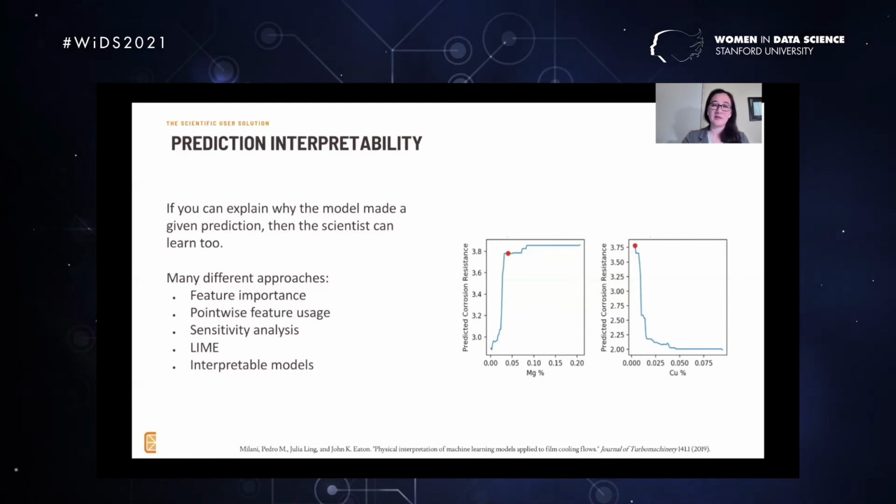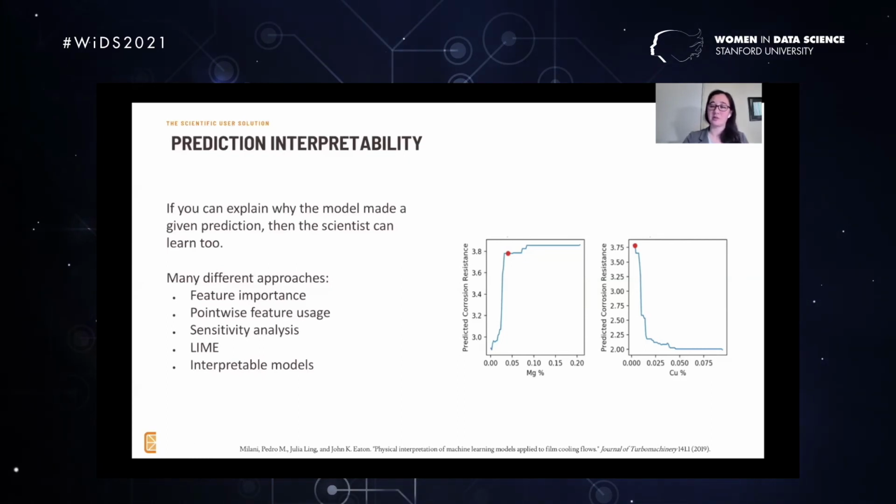And so again, the key takeaway here is that when you have prediction interpretability, then you start to make it possible to have scientist learning alongside machine learning.